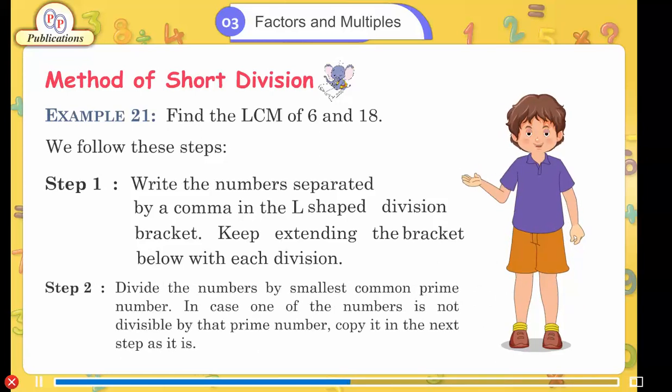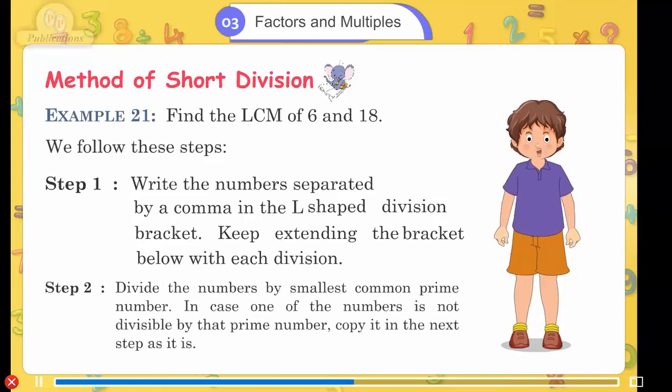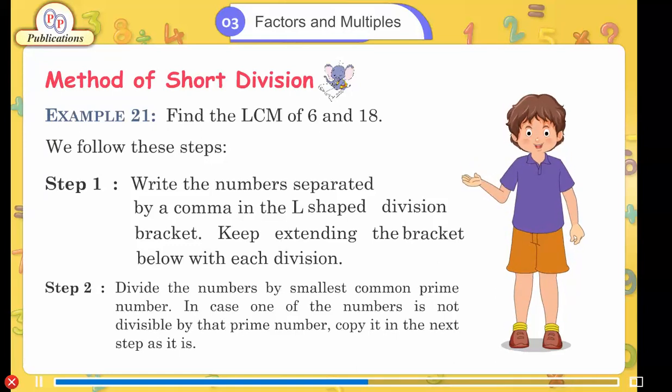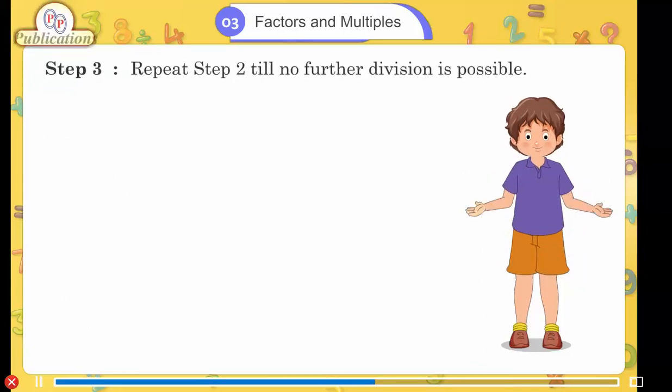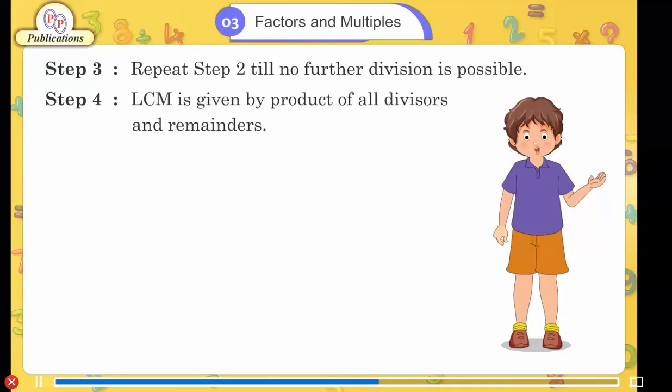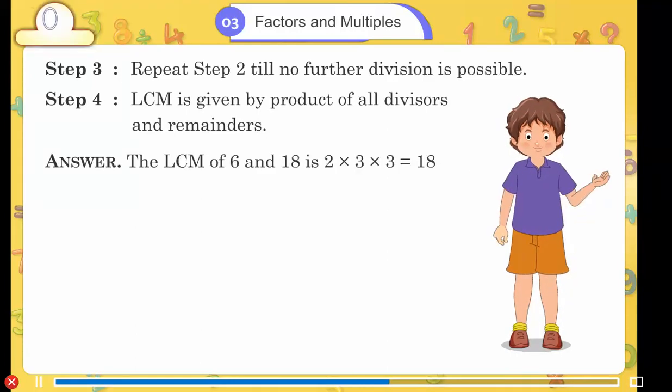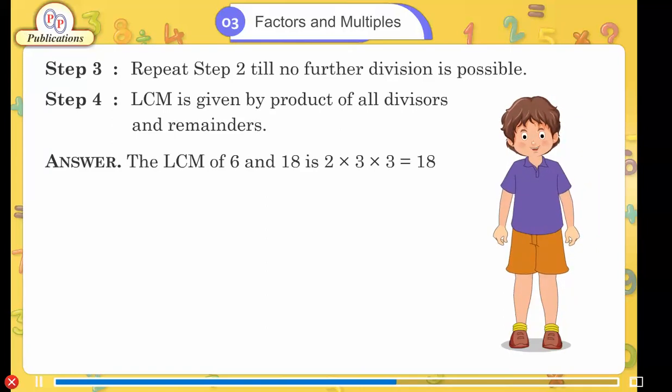Step 2. Divide the numbers by smallest common prime number. In case one of the numbers is not divisible by that prime number, copy it in the next step as it is. Step 3. Repeat step 2 till no further division is possible. Step 4. LCM is given by product of all divisors and remainders. Answer: the LCM of 6 and 18 is 2 into 3 into 3 is equal to 18.